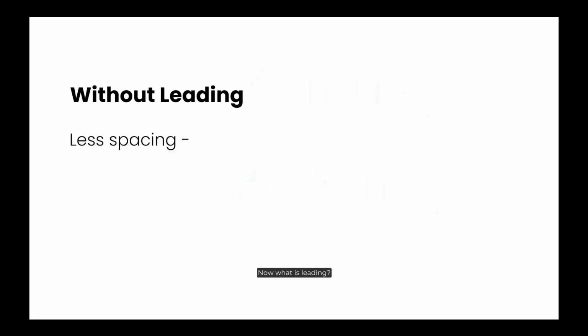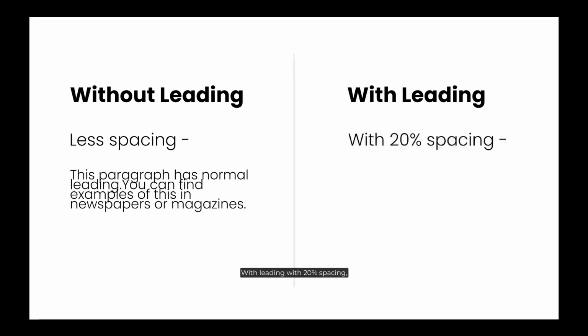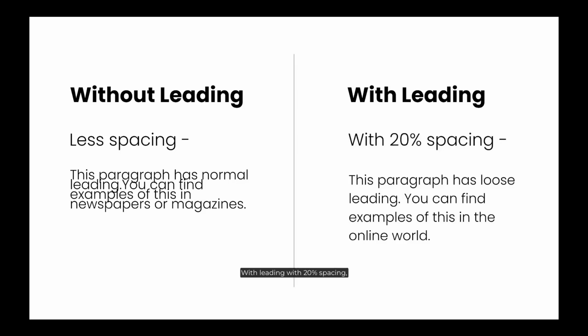Now, what is leading? Without leading, this is how a paragraph will look. You can see that there's no vertical space between the lines, and it is very difficult to read. So it is very important to give proper spacing between the lines so that it is more legible. With leading, with 20% spacing, this is what it looks like. Now it is more legible and I can read it easily. It says, this paragraph has loose leading. You can find examples of this in the online world. You can see the difference, guys.